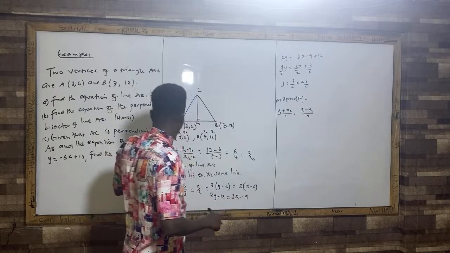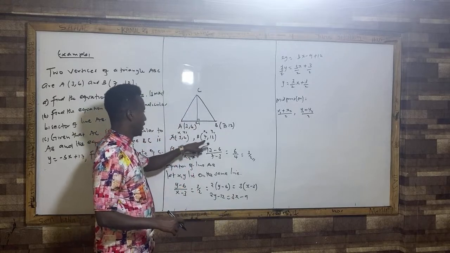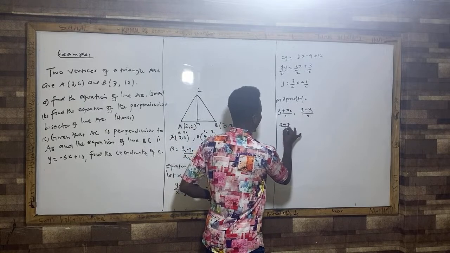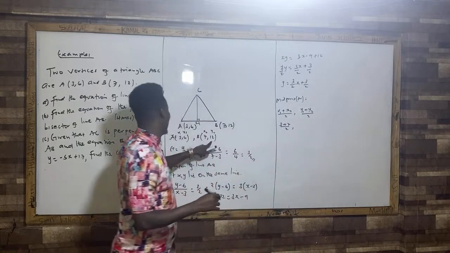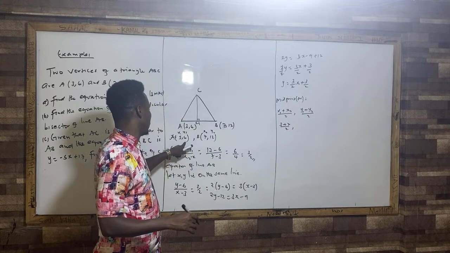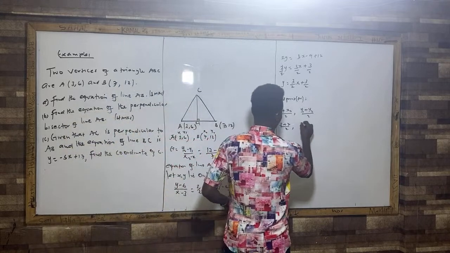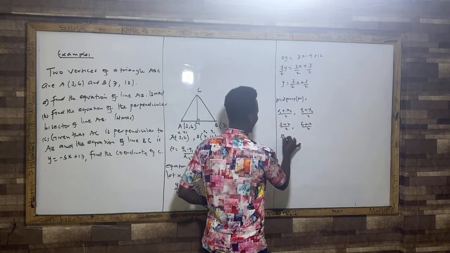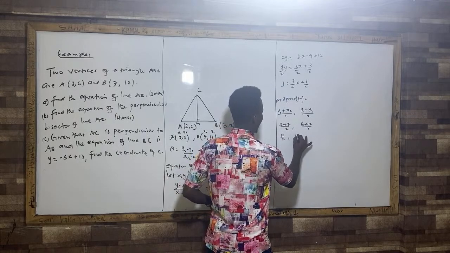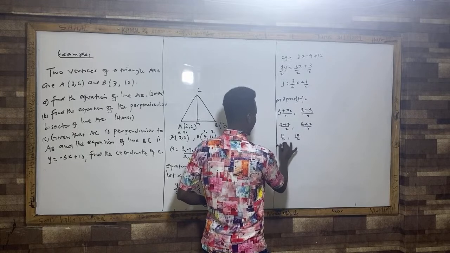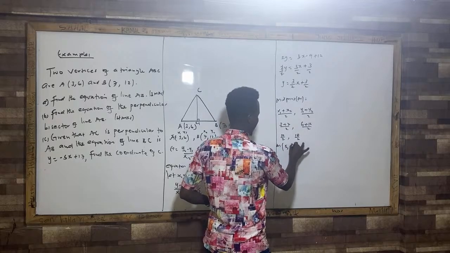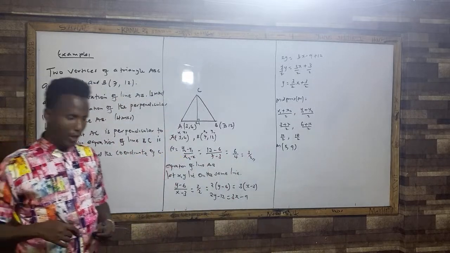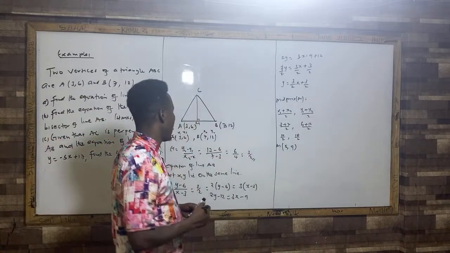Knowing that my x1 is 3 and x2 is 7, I will say 3 plus 7 divided by 2, comma, then my y1 is 6 and y2 is 12, so 6 plus 12 divided by 2. This will give me 10 over 2, comma, 18 over 2, which is the point 5, 9. So this is point M, which is the midpoint of line AB for your information.